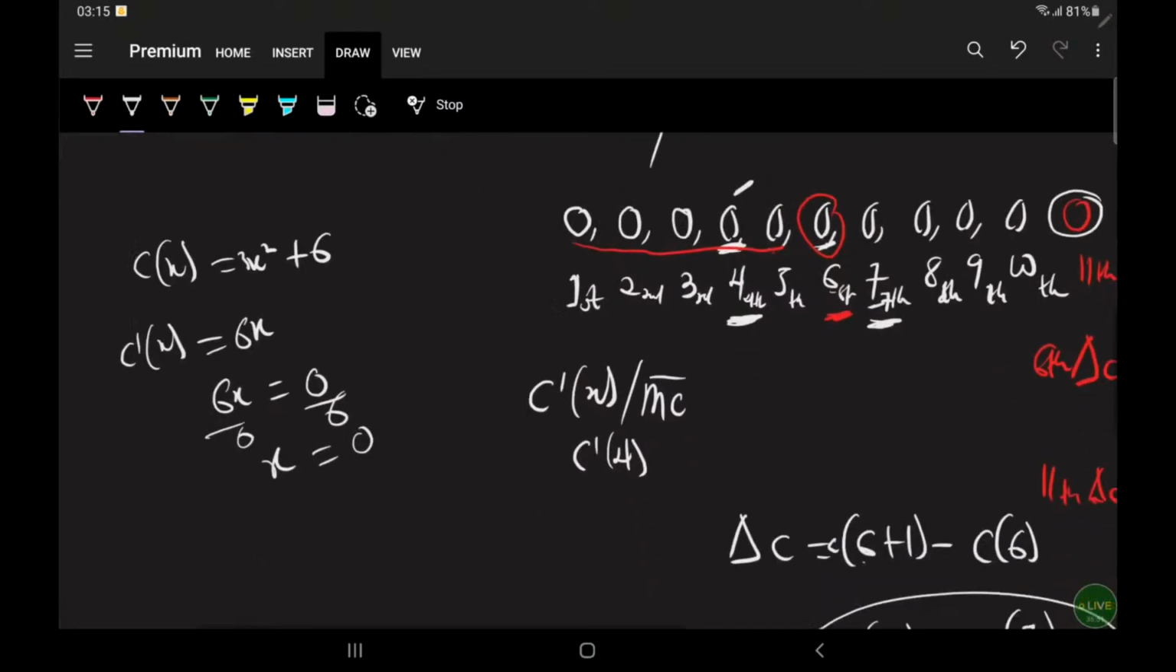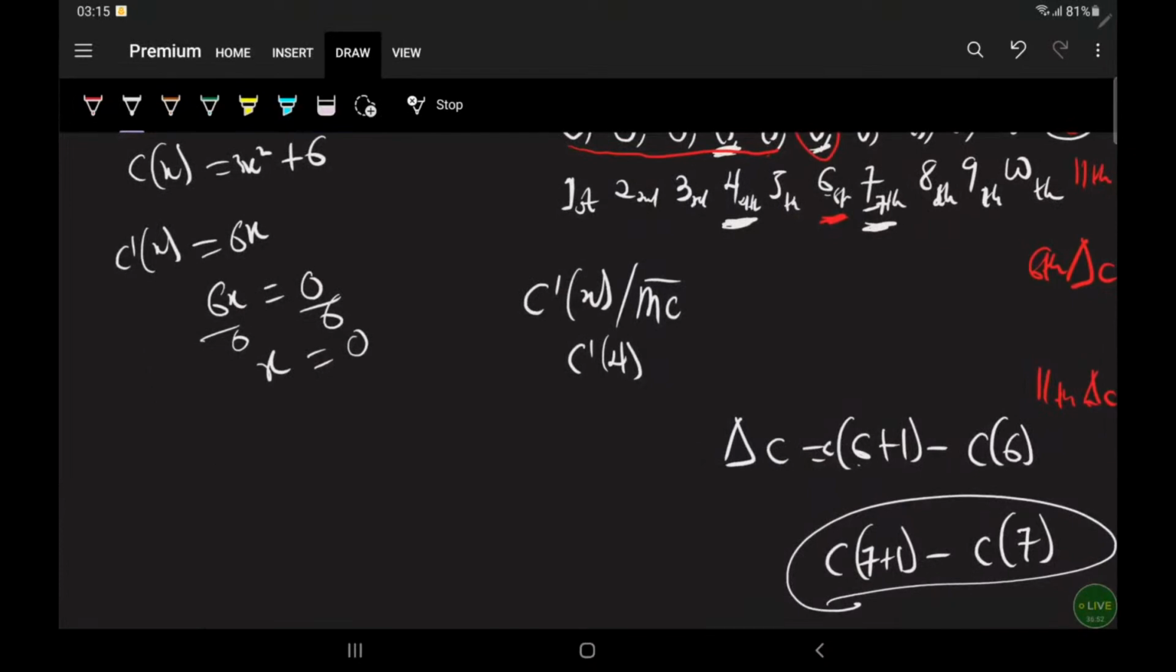Is that okay? So for you to know that this is a minimum function or a minimum cost function, you first of all continue to find the second derivative. So the second derivative, double prime, is going to be, when you differentiate 6x, it's going to get 6. Remember 6 is greater than 0, right? So at this point we can say that this is a minimum cost function.